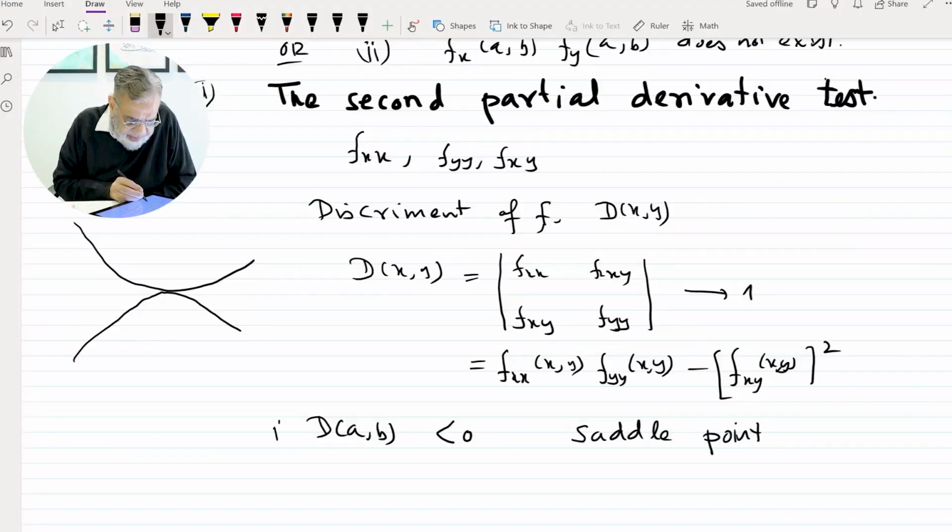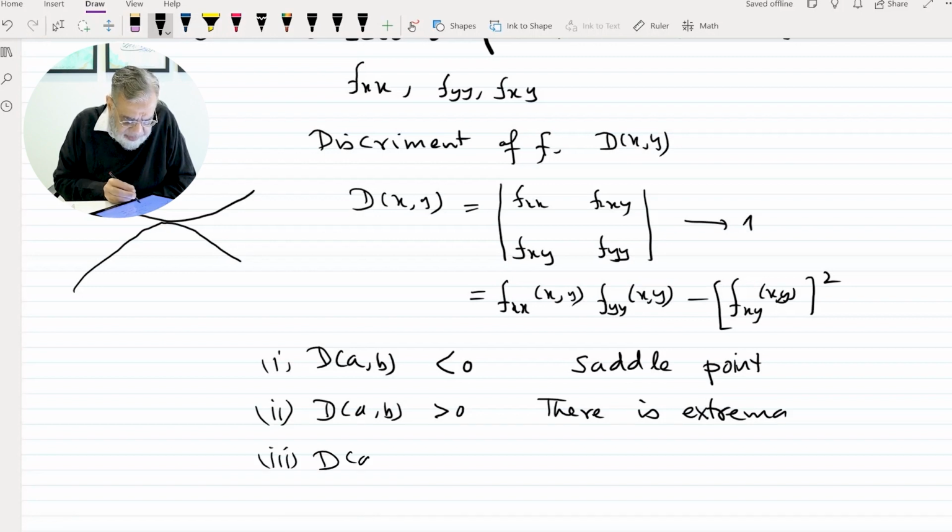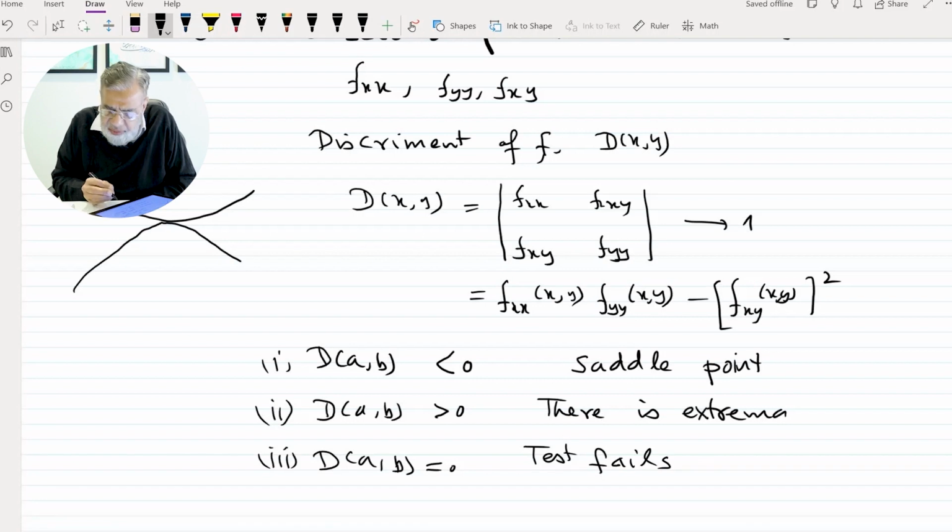This is number 1. Number 2, we find the discriminant at the point (a,b), and if this is bigger than 0, then at this point there is an extremum. This can be a maxima or a minima. And number 3, where D(a,b) equals 0, then we say the test fails. This test does not give us any information about the maxima and minima. So we don't have anything in this case.